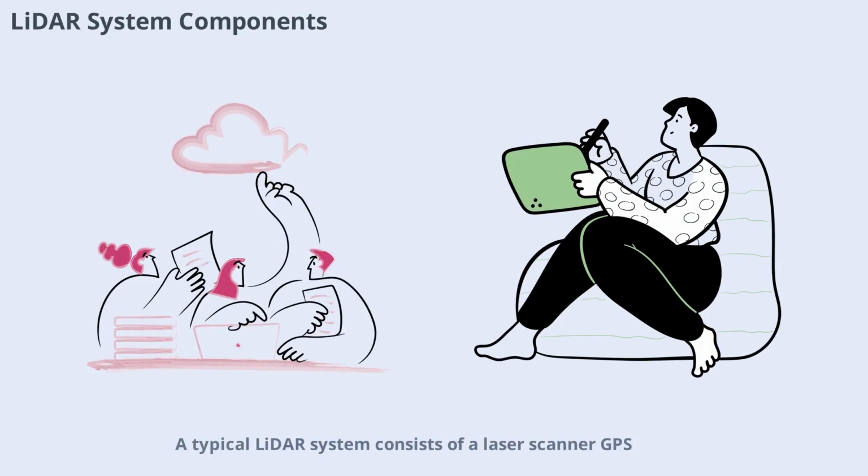A typical LiDAR system consists of a laser scanner, GPS, and an inertial measurement unit, IMU. The laser emits pulses, the GPS records position, and the IMU tracks orientation. Together, these components enable precise georeferencing of each LiDAR point, ensuring the resulting 3D models are both accurate and reliable.